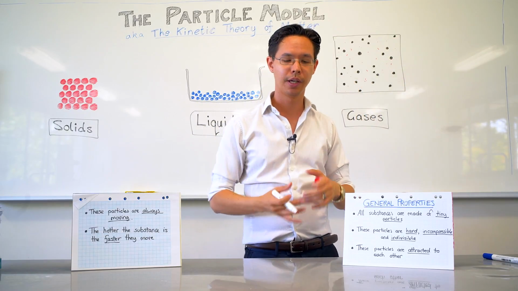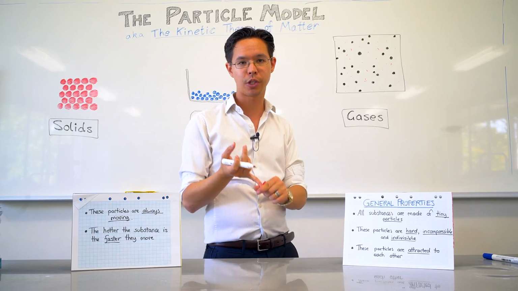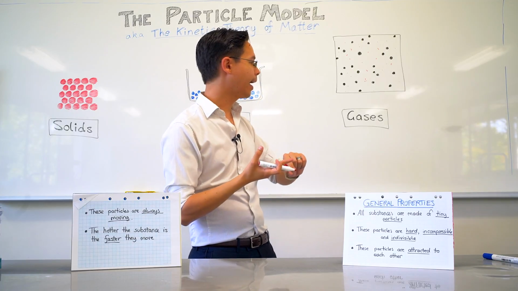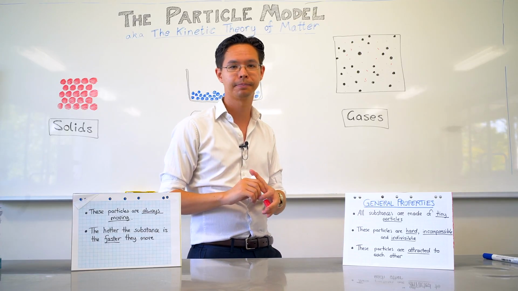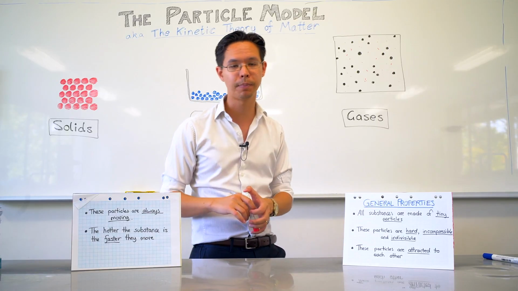That's what gases do. They have very little attraction force between them, and they have lots of space between the particles, so that allows it to be compressed. And that's it. That's the essentials of the particle model.